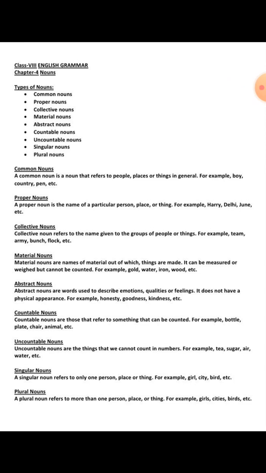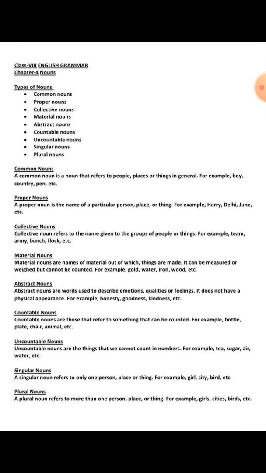So in this chapter we'll be talking about the types of nouns, okay, the various types of nouns. So as you can see in the picture, I've listed down the types of nouns. So we have here common nouns, proper nouns, collective nouns, material nouns, abstract nouns, countable nouns, uncountable nouns, singular and plural nouns. So the first one is common nouns.